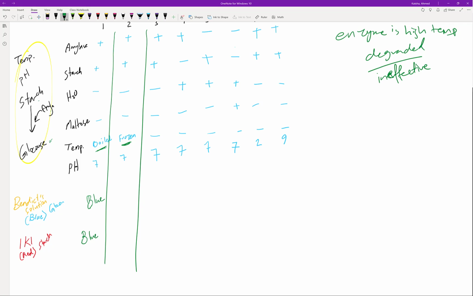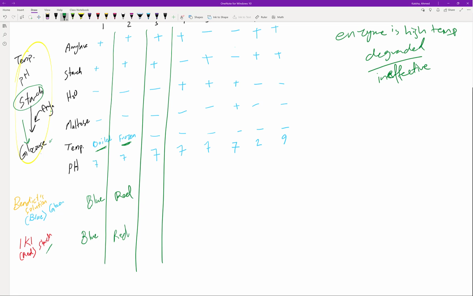So in this tube, we will see some conversion of starch to glucose. Okay, so the Benedict solution will turn from blue to red, whereas there should not be any starch left in this tube, since the enzyme is going to convert all the starch to glucose. So the IKI will not find any starch to change its color. So the IKI would remain red.